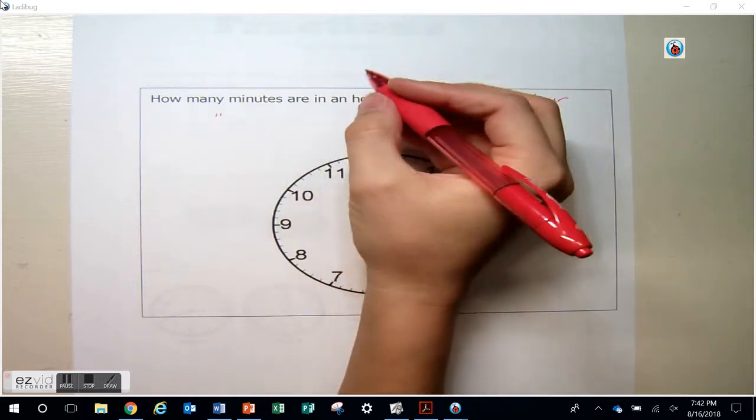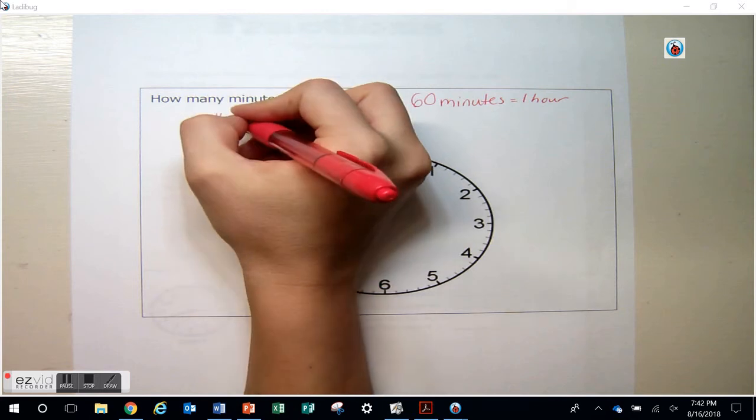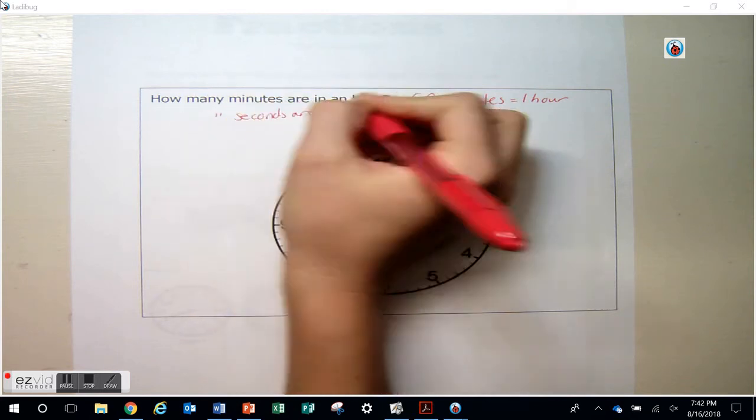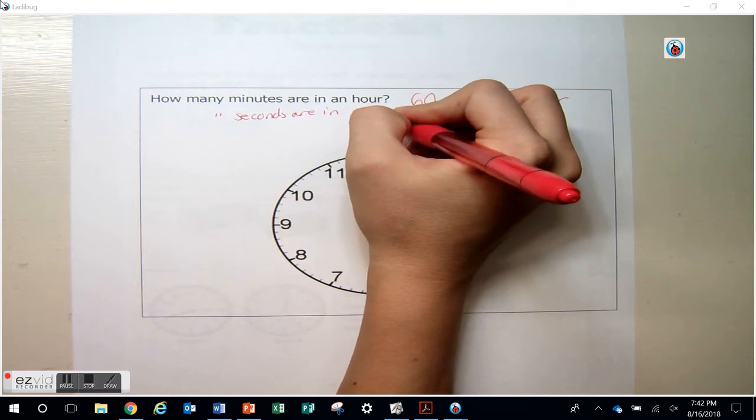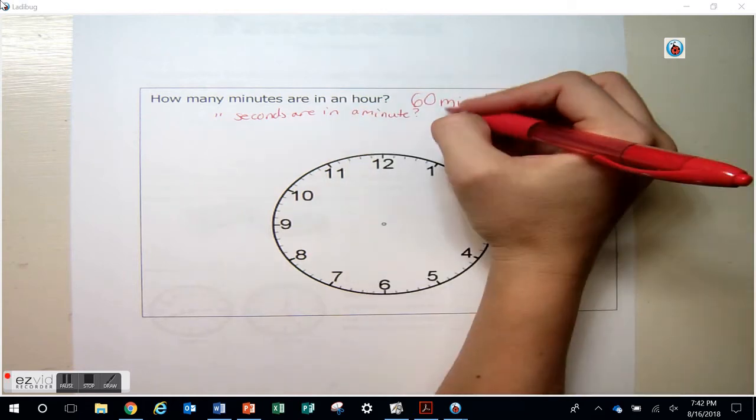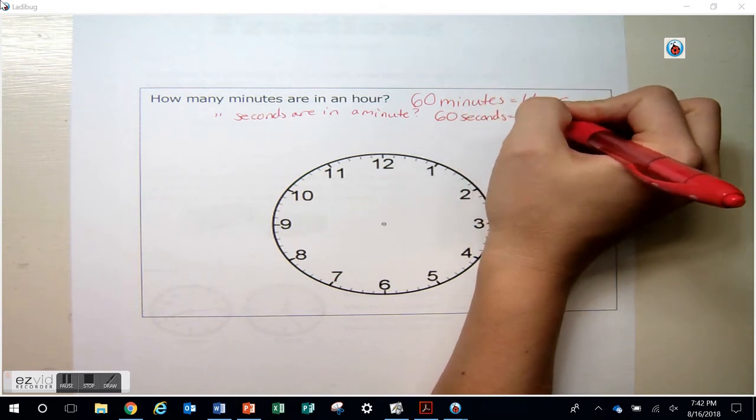How many seconds are in a minute? Well, there are 60 seconds in 1 minute.